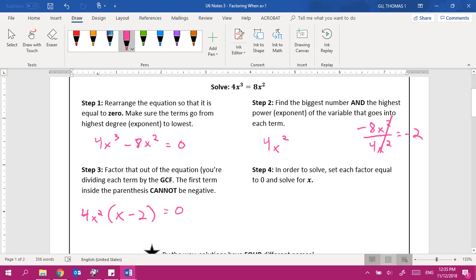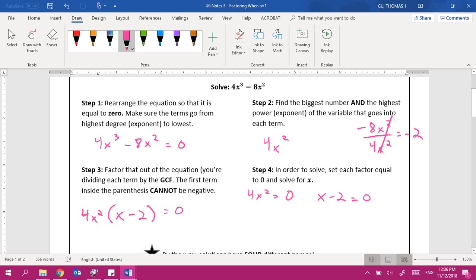So we have 4x squared equals 0. And what would my other equation be? What's the other factor? X. What's the rest of it? X minus 2 equals 0. You see this 4x squared? Set it equal to 0. See the x minus 2? Set it equal to 0. Then you just solve for x, and then you'll get your answers.